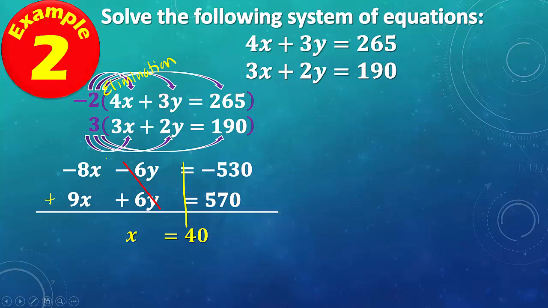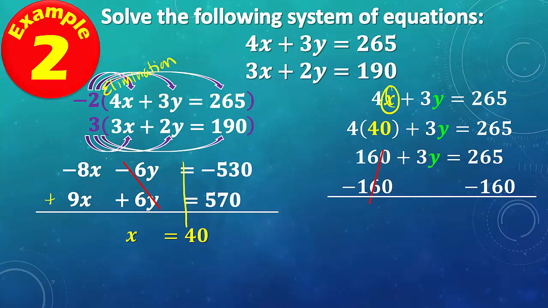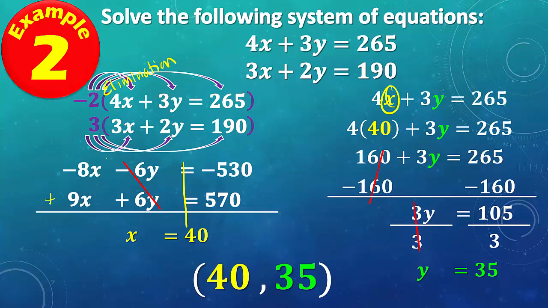Then I'm going to take that 40 and plug it into the first equation. It doesn't matter which one. I'm going to plug 40 in for x, because x equals 40. So 40 is going to go right there. 4 times 40 plus 3y equals 265, which gives you 160 plus 3y equals 265. Get that over to the other side, away from the y. You have 3y equals 105, and then divide by 3 to get y equals 35. And you have your answer of 40, 35.